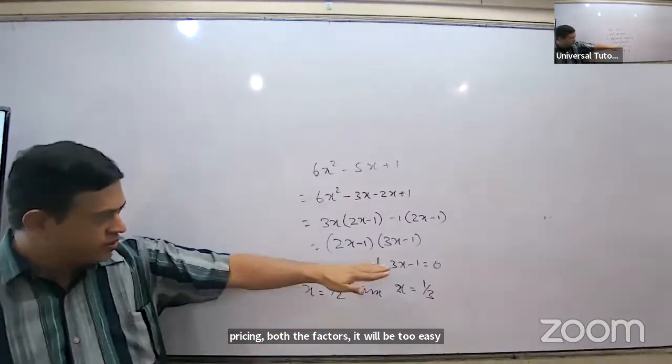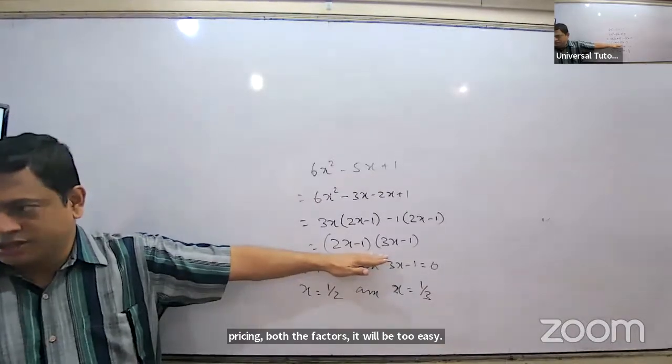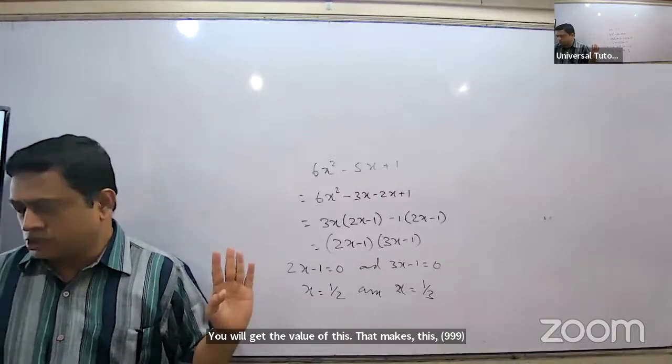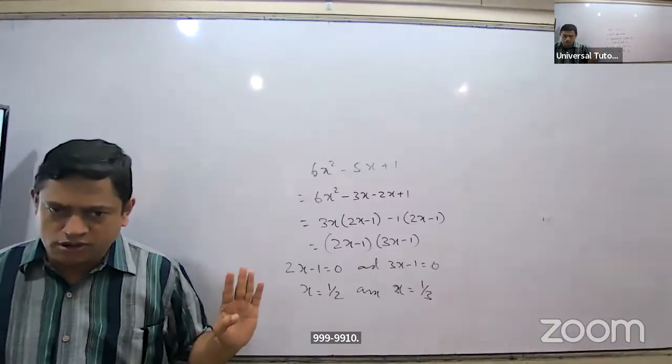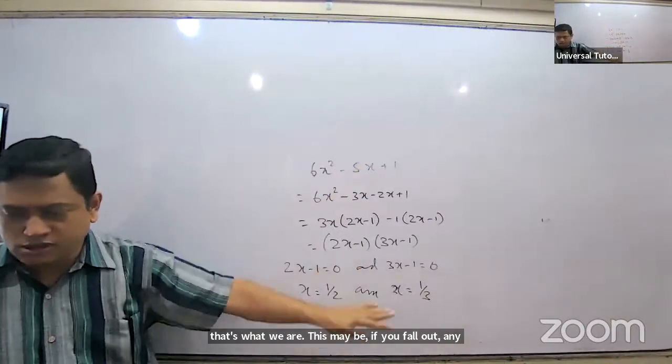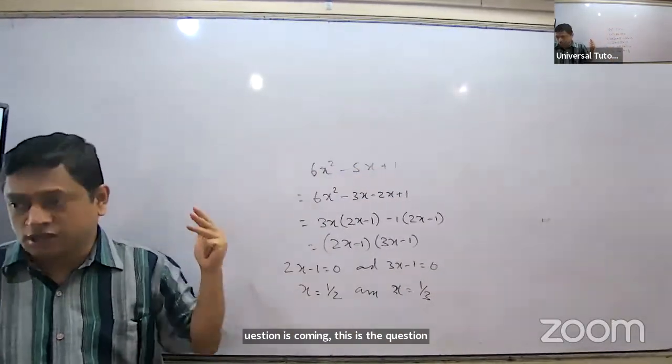This much was done in 9th standard. So what is the additional thing? To obtain the zero, we equated to 0. That's all we have done. Did all of you follow this much? Any question? This question comes for 3 marks, after finding this and obtaining the relationship.